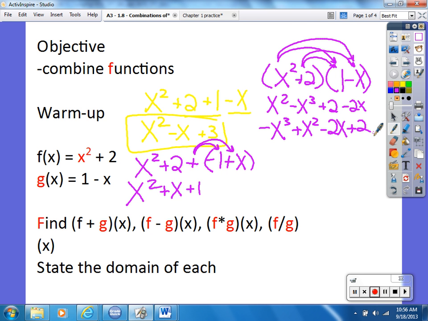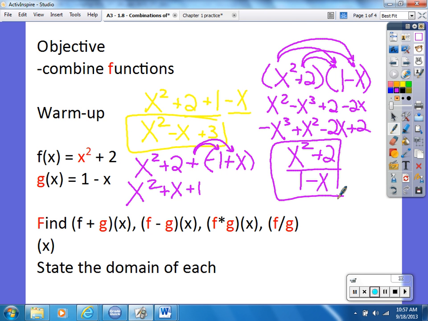So far, okay. All of it looks familiar, right? None of it's new. Let's do f divided by g. So I'm going to put the f on top. I'm going to put the g on bottom. There's nothing I can do to simplify that. So that is f divided by g. That's it.